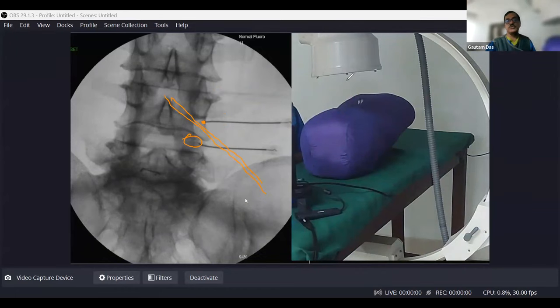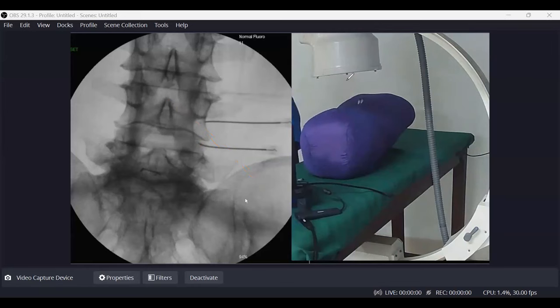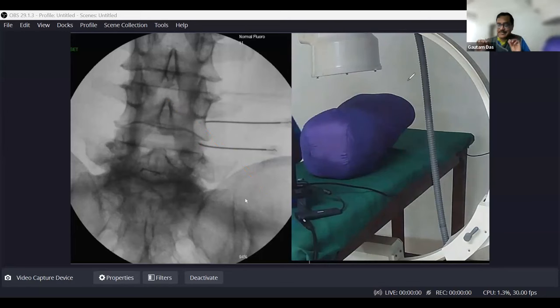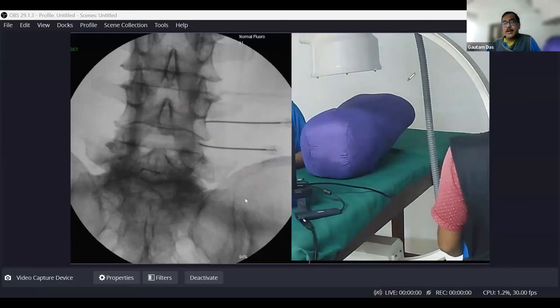So are these two procedures clear to everybody? Yes, sir. Very good. Now let me go to the next procedure, that is the facet joint intra-articular injection and facet joint medial branch injection, right?